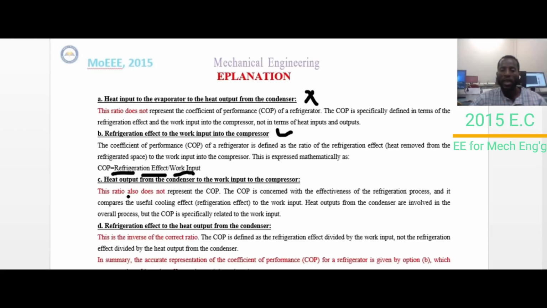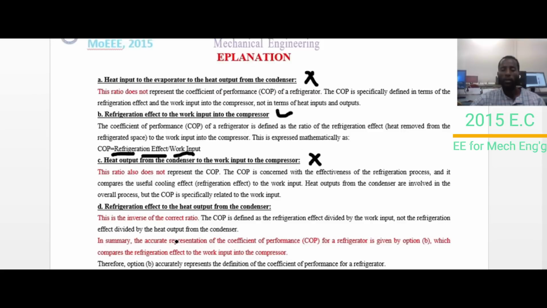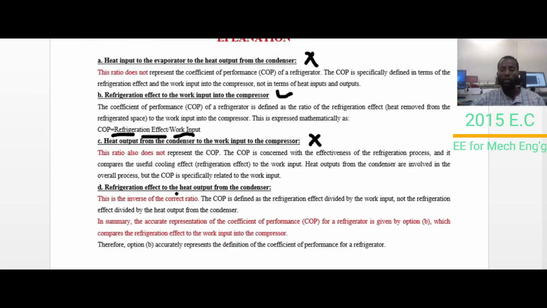The next, heat output from the condenser to the work input to the compressor. This ratio also doesn't represent the COP, or coefficient of performance, for refrigeration. The other is refrigeration effect to the heat output from the condenser. This is the inverse of the correct ratio.